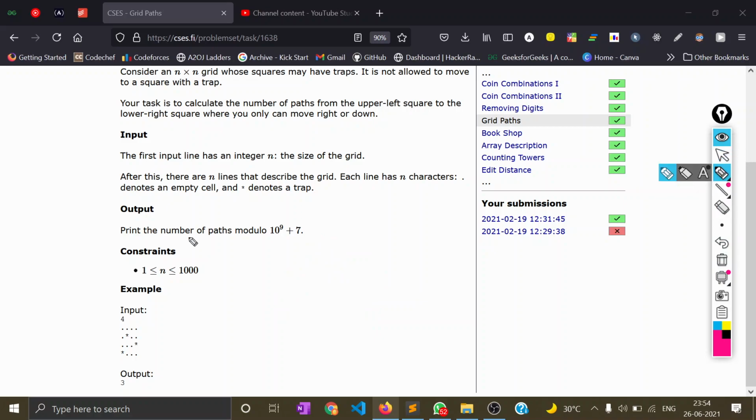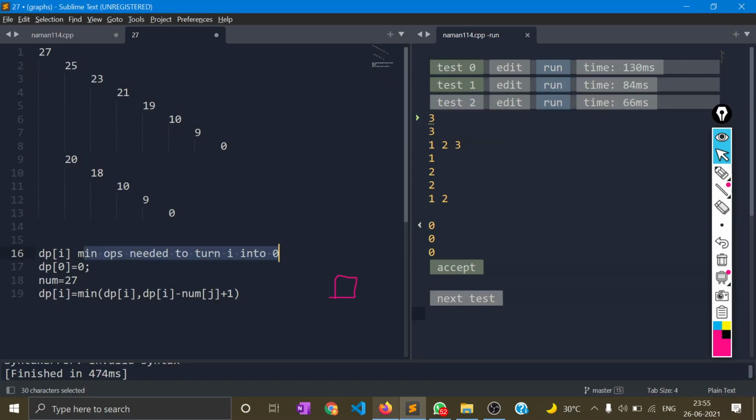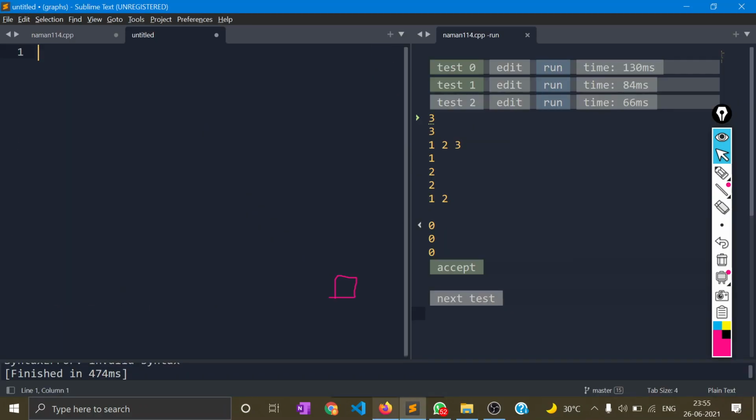We discussed that if you are at a block i, j, you can get there from i minus 1, j or i, j minus 1, if i and j are greater than 0 first. Also, we can't have a trap on these cells; only then we can get from here.